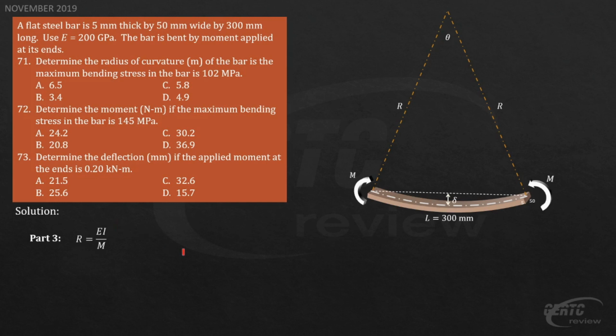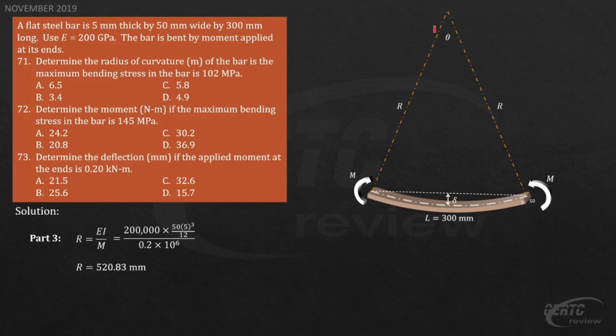EI over M. Okay, yung E natin 200,000. Yung I natin is BD cube over 12. 50 by 5 cube over 12. Ang M natin is 20 kN-meter. Convert natin to Newton millimeters here. So, makukuha natin yung R. Ang lalabas dyan, mm. Okay, so paano natin kunin yung delta? Now, to solve for delta, remember simple curve. Sa transportation natin, sa simple curve, that delta is the what?